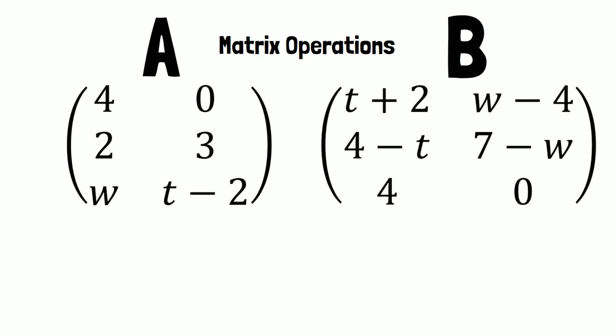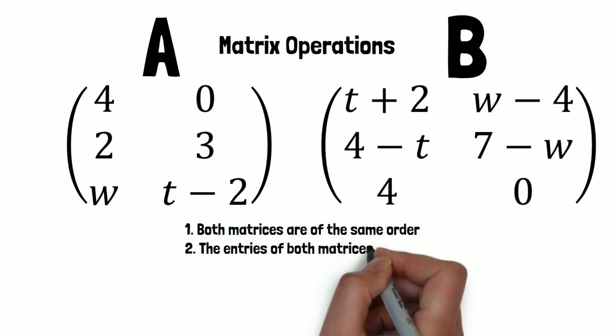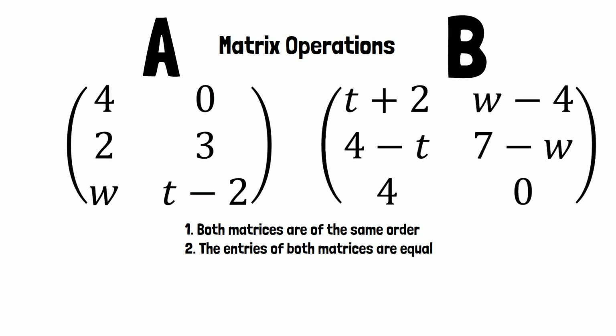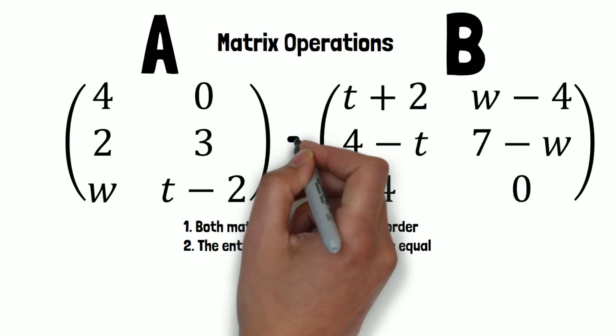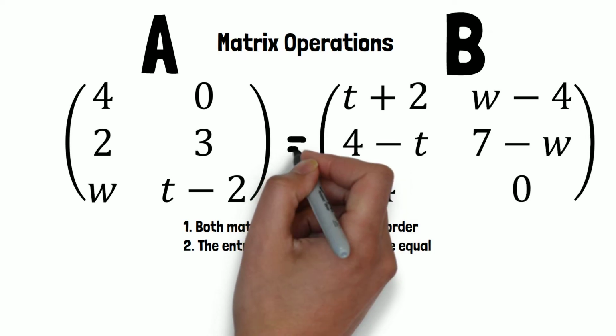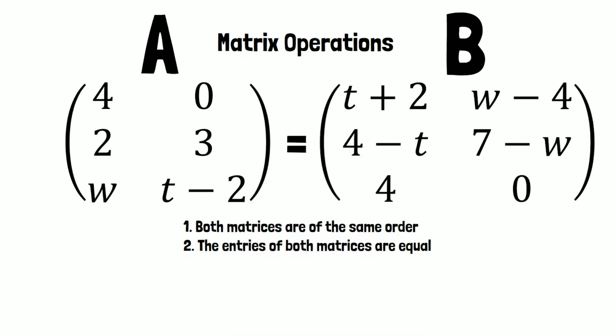Now consider a new set of matrices, matrix A and B. Matrix A and B can be equal under two conditions. Condition 1 is that both matrices have the same order, meaning that they both have the size m times n. In this example, we can see that matrices A and B are both size 3 times 2, meaning that they are of the same order. Remember that the size 3 times 2 matrix means that the matrix has 3 rows and 2 columns.